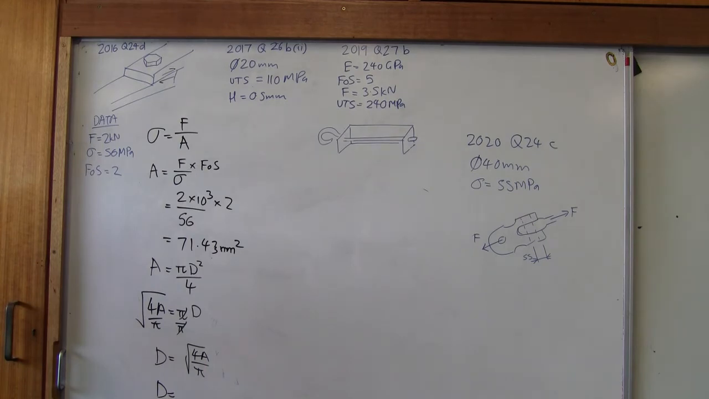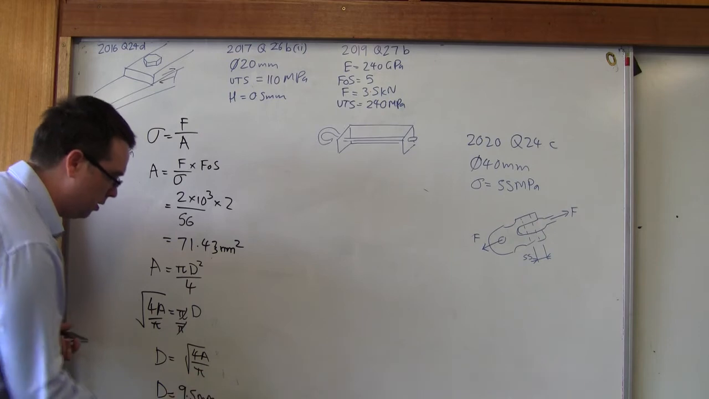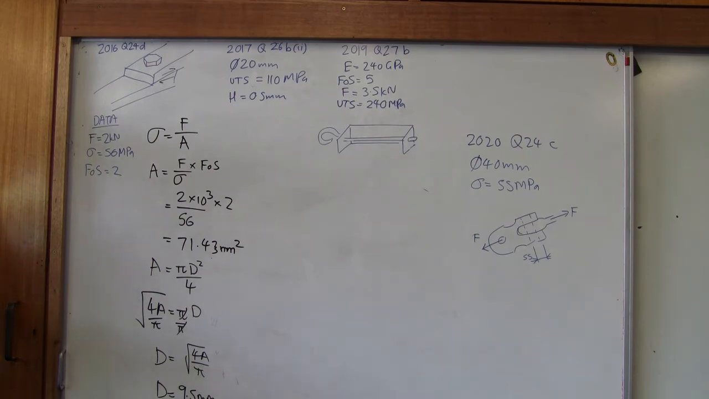It should be like 9.5 or something like that. Right. Now, generally, you can't buy a 9.5 millimeter bolt as a rule. So if you were designing this, what you would do is you'd round up to a 10 millimeter bolt. But that's not what they asked. If you wrote 9.5, they're not going to take any marks off.